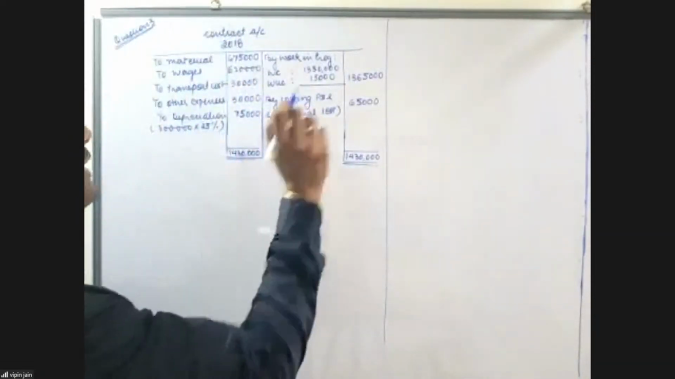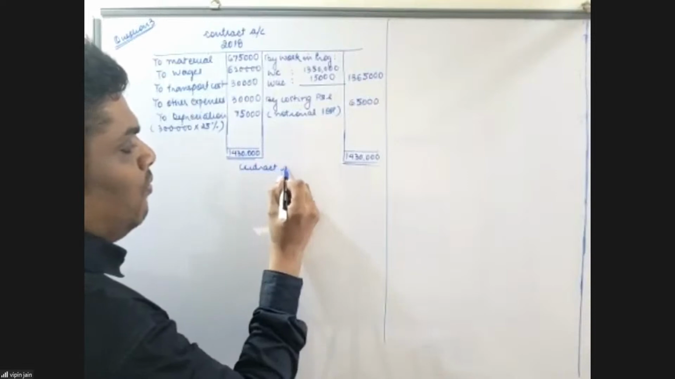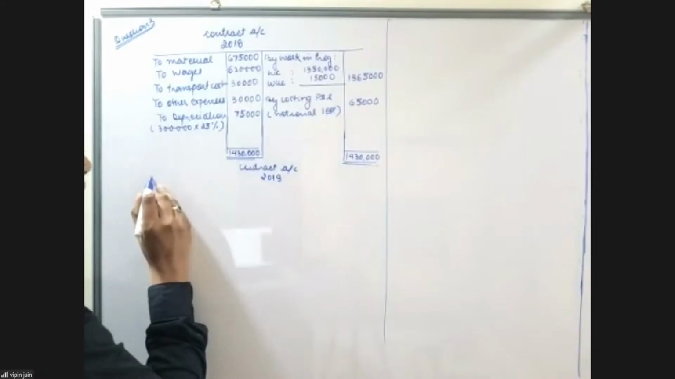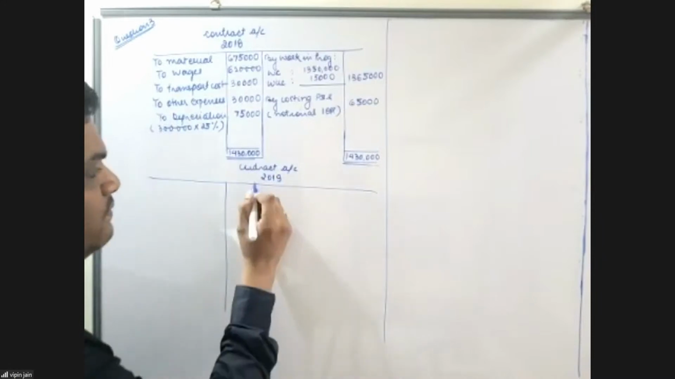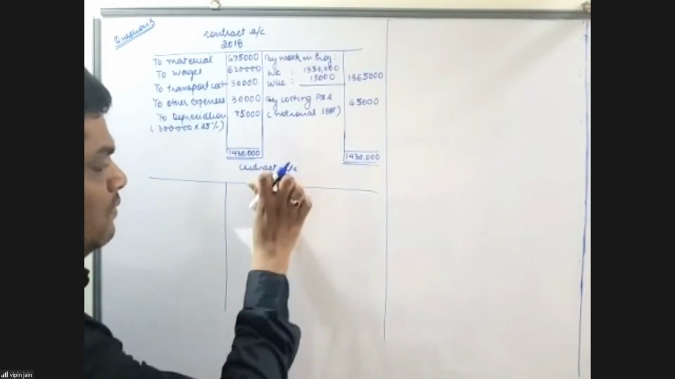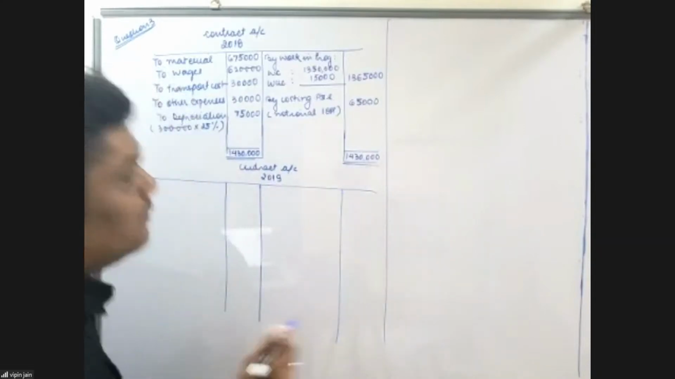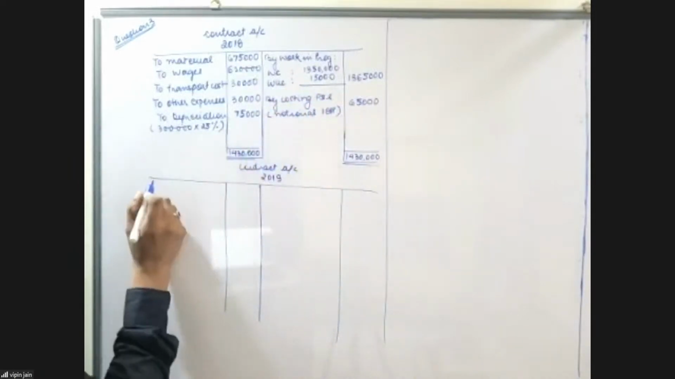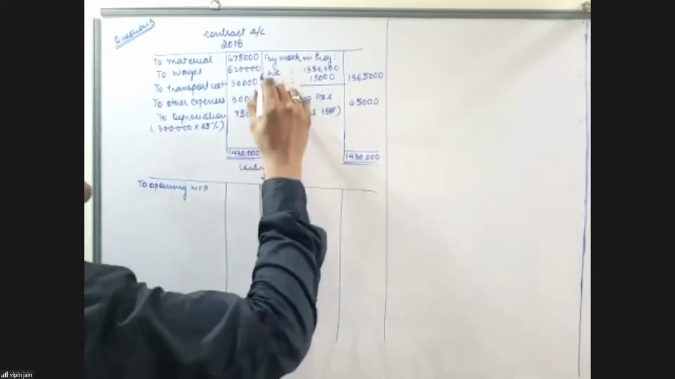So let's start with the contract account year 2, that is 2019. Now this is the closing work in progress for 2018. So we'll start with it. Opening work in progress.